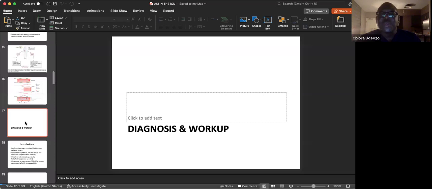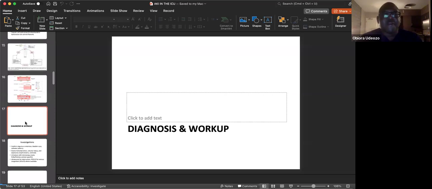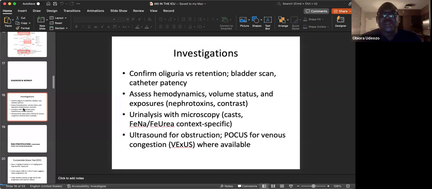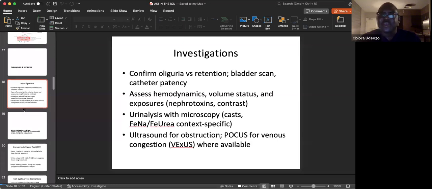How do we diagnose these patients? Start with the simple things. You take a good history, do a good clinical examination, and then find out if the patient is retaining urine, bladder scan, check for Foley catheter patency, assess your hemodynamics, the volume status. Have they been exposed to nephrotoxins? You have to very carefully go through the medication list. Also find out what they received in the last 48, 72 hours. A urinalysis is very, very important.